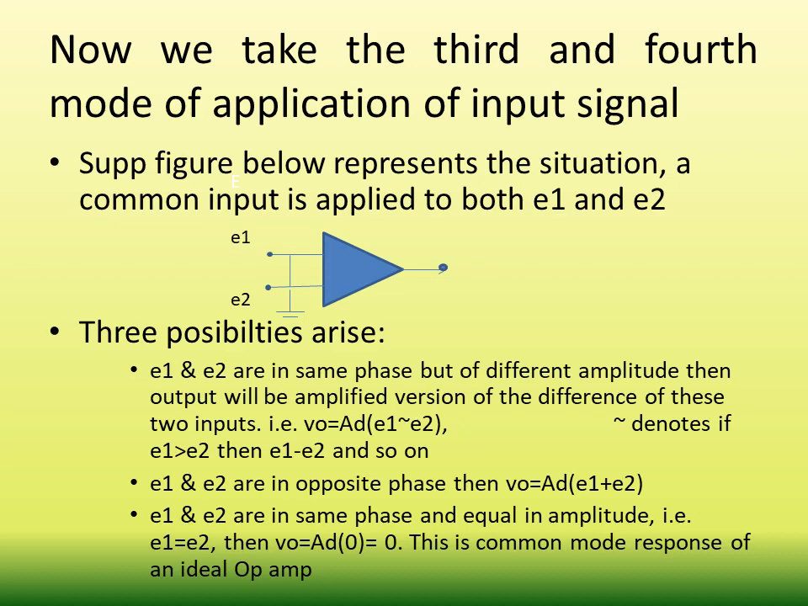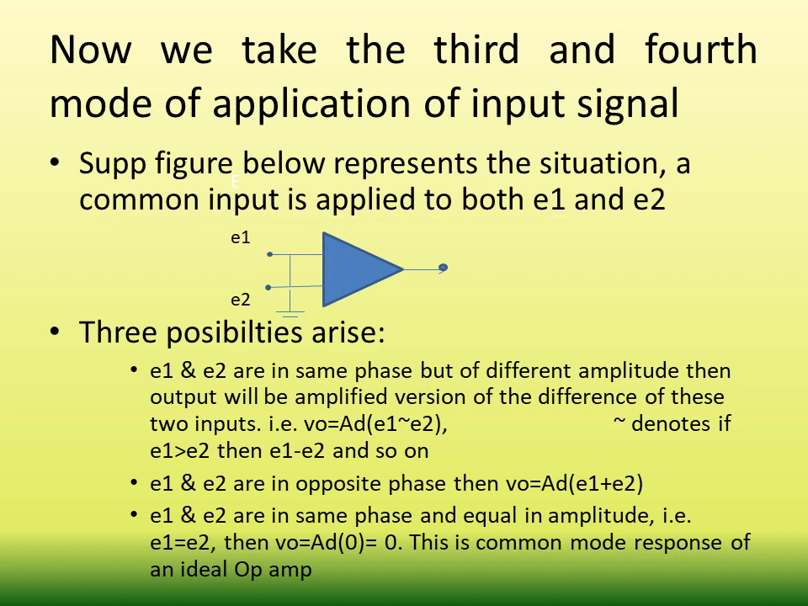The second possibility is that E1 and E2 are both of the same amplitude but in opposite phase. In that case, the output will be AD (E1 plus E2). And the third possibility arises when both are in the same phase and of equal amplitude. In that case, E1 is equal to E2 and V0 is equal to 0. This is the common mode response of an ideal op-amp.